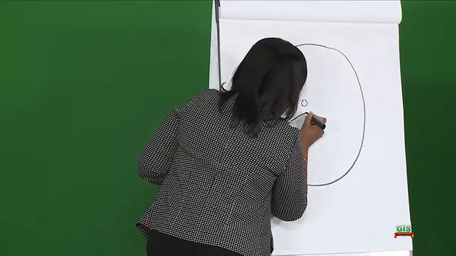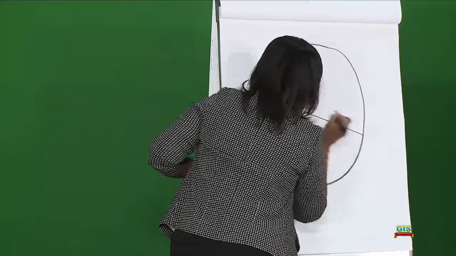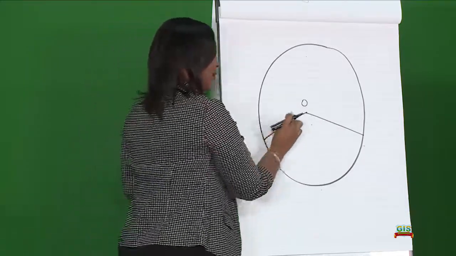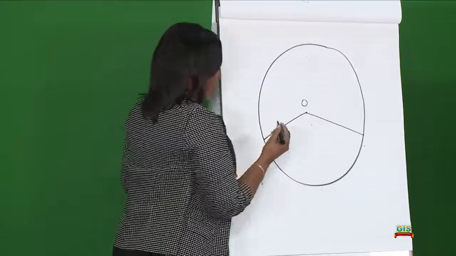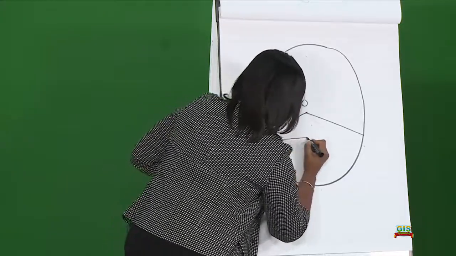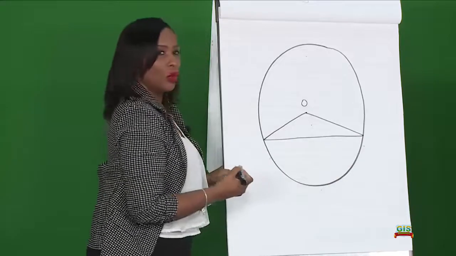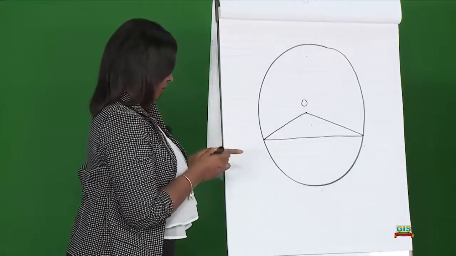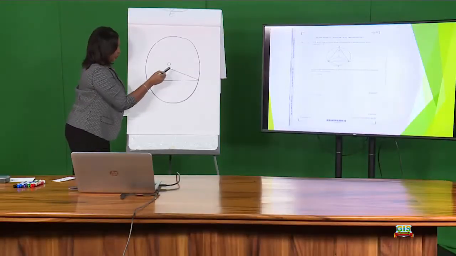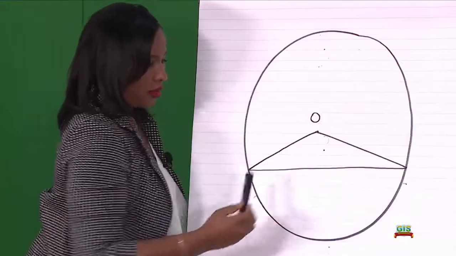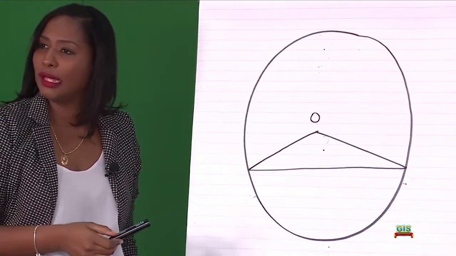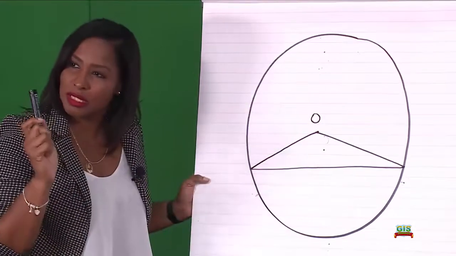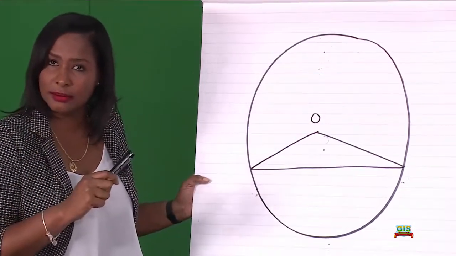I'm going to put in another line. What is this? Another radius. Good. So I have two radii. Nice. I'm going to put in a line here now. What's that line called? A chord. Very good. So what I've done, I've actually put in two radii and a chord. What have I formed, if you look at that? Everybody can see that it's a triangle.